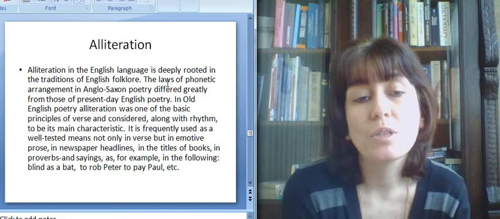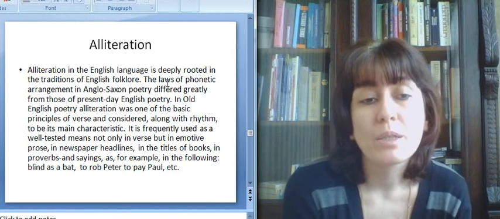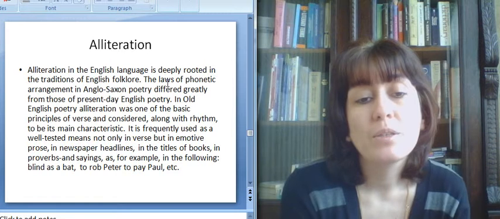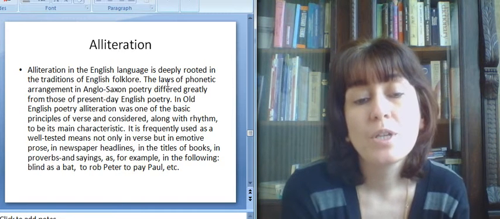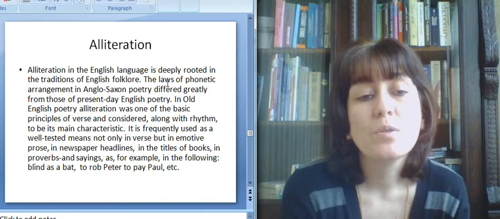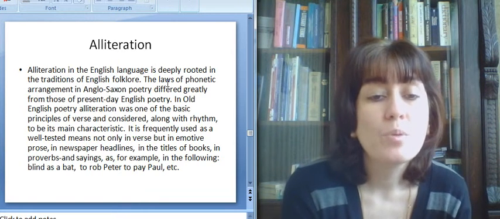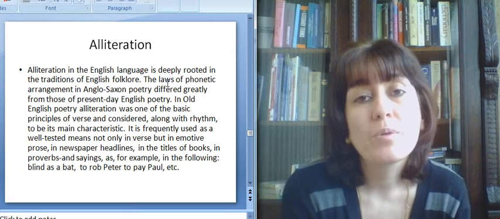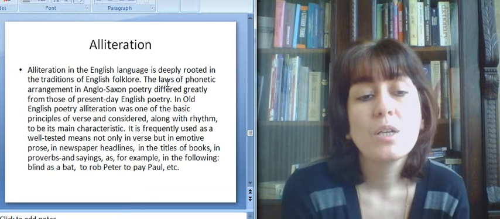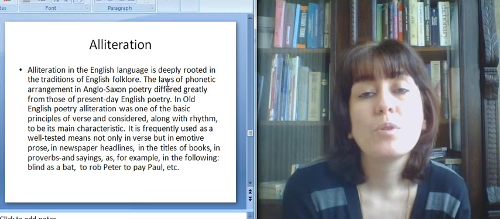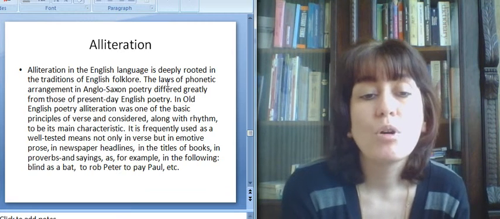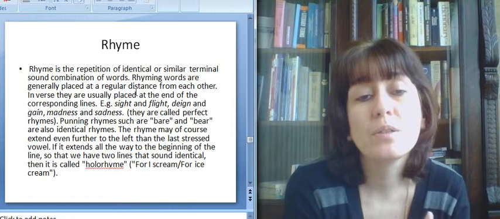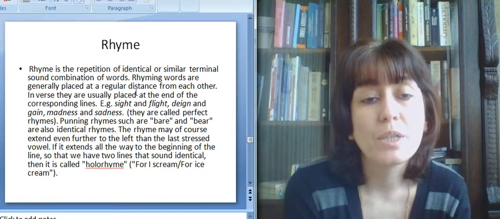Alliteration in the English language is deeply rooted in the traditions of English folklore. The laws of phonetic arrangement in Anglo-Saxon poetry differed greatly from those of present-day English poetry. In Old English poetry, alliteration was one of the basic principles of verse and considered, along with rhythm, to be its main characteristic. It is frequently used as a well-tested means not only in verse but in emotive prose, in newspaper headlines, in the titles of books, in proverbs and sayings, as for example in the following: blind as a bat, to rob Peter to pay Paul, etc.